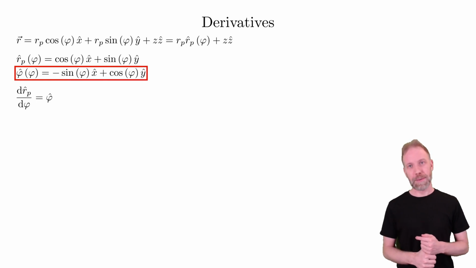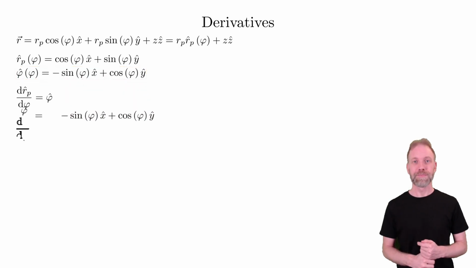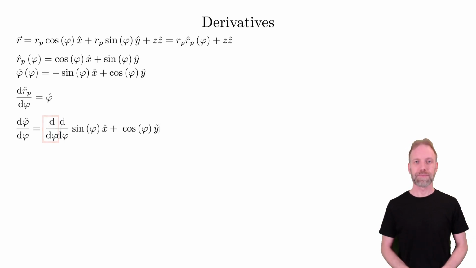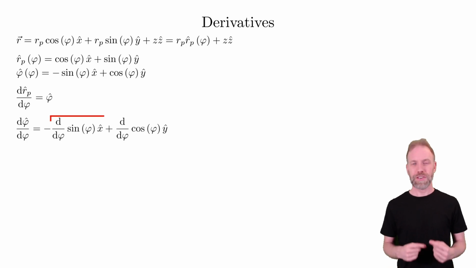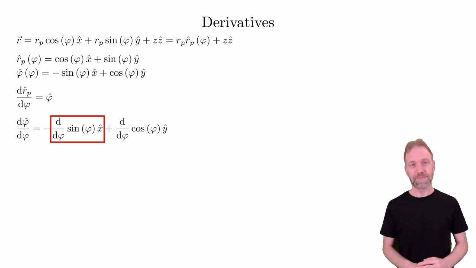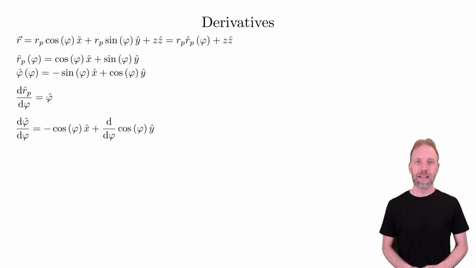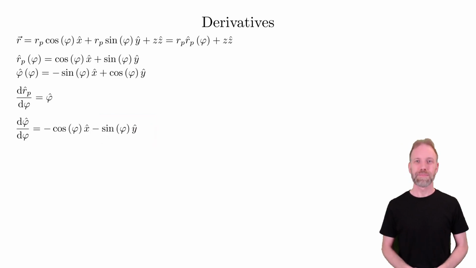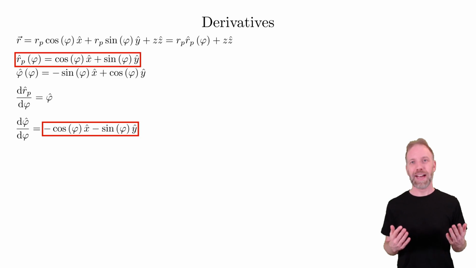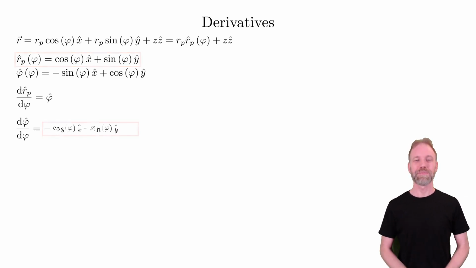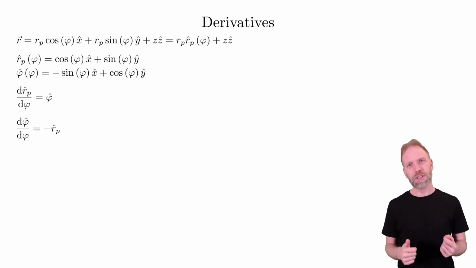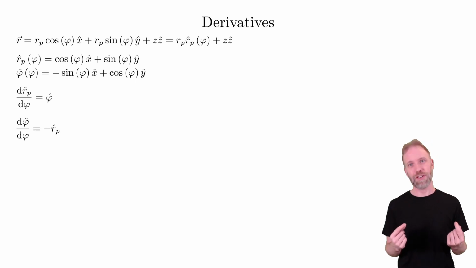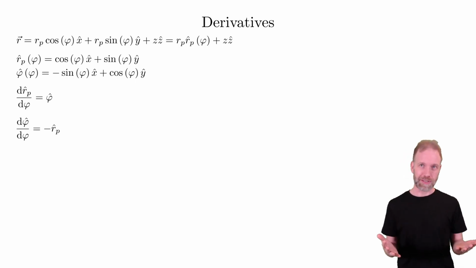Let us repeat the same steps for phi hat. Distribute. The derivative of sine phi is cosine phi. And the derivative of cosine phi is minus sine phi. And we can identify d phi hat d phi as minus rho hat. It's very important to remember that we have these derivatives for the unit vectors, as this is different from Cartesian coordinates where the unit vectors are constant.